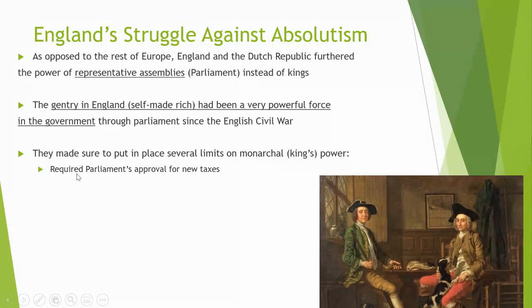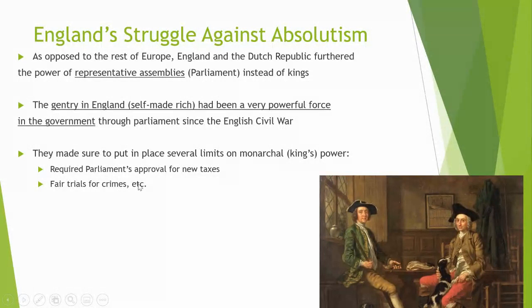So one thing they're going to do in order to control the monarch in England is they required Parliament's permission in order for the king to take new taxes. Remember, absolutist leaders depend on taxes because you need taxes in order to pay an army, and you need an army to be able to enforce your decision. So no taxes without Parliament's approval means you can't raise your army without their approval either.